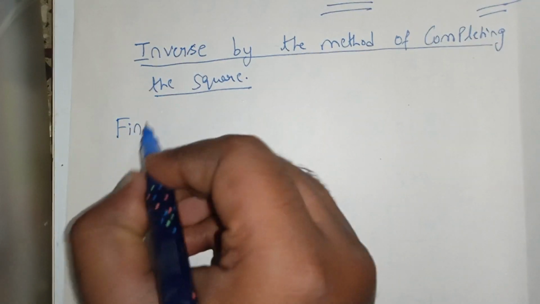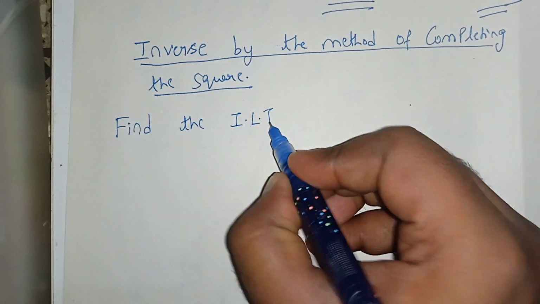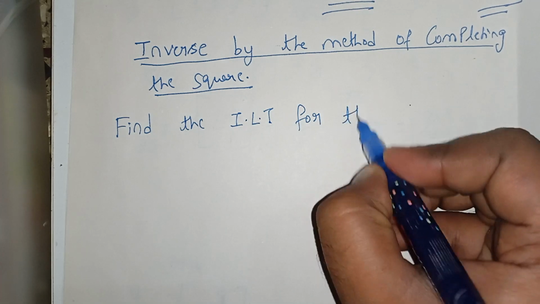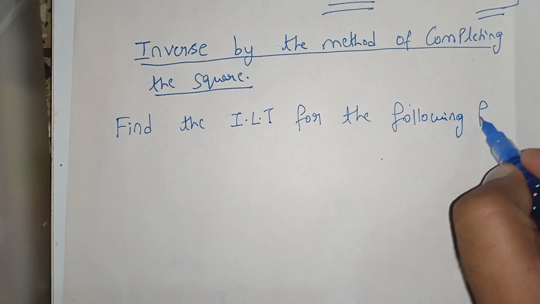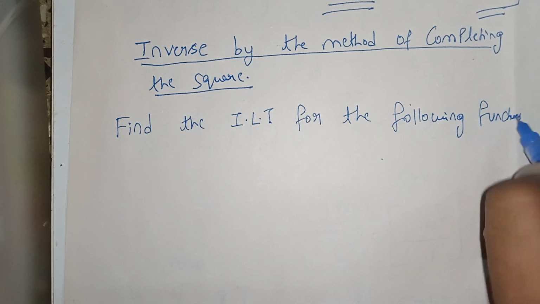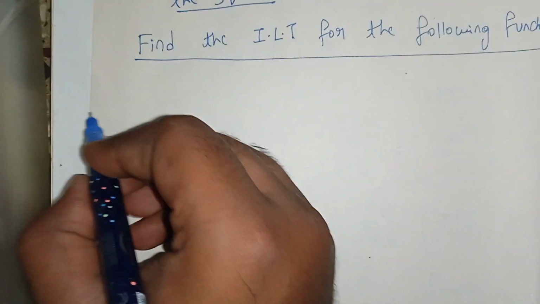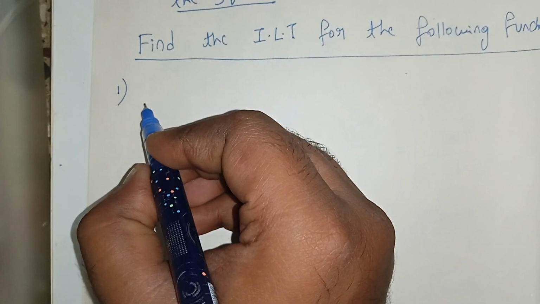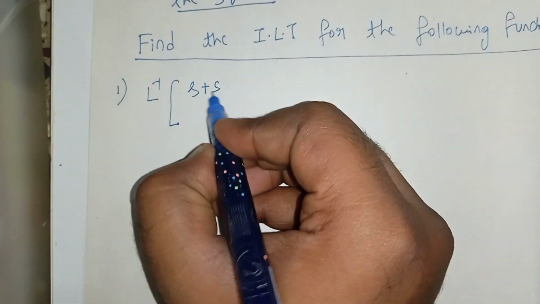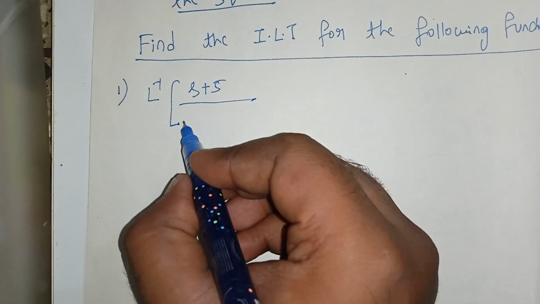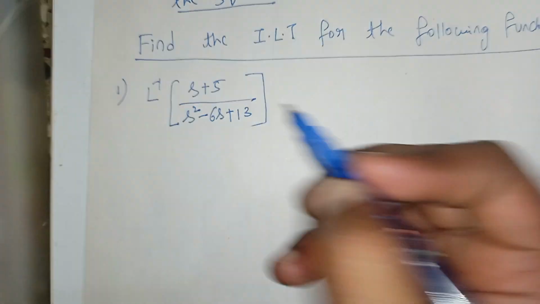So I will take the problems. Find the ILT, inverse Laplace transform, for the following functions. So I will take up one problem: L inverse of (s plus 5) divided by (s square minus 6s plus 13).